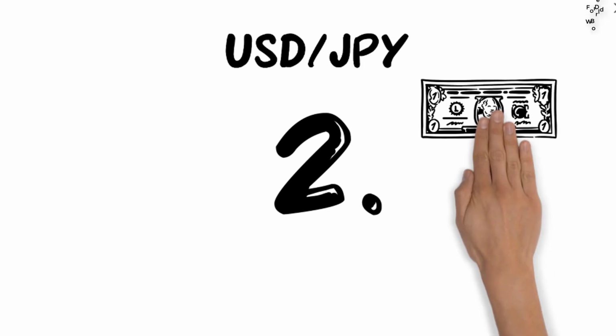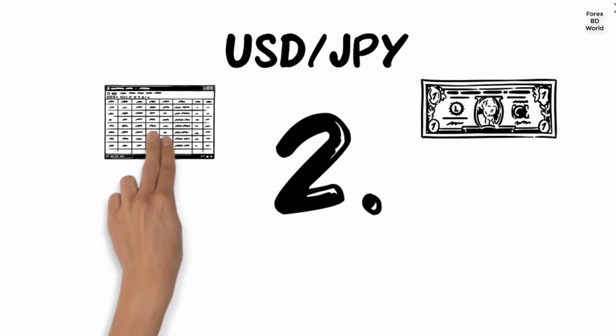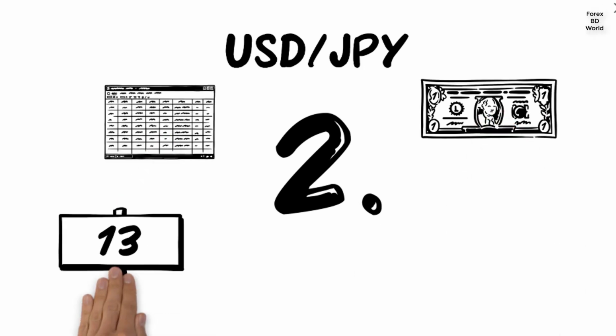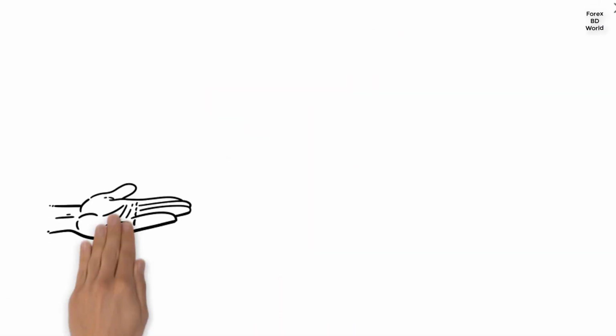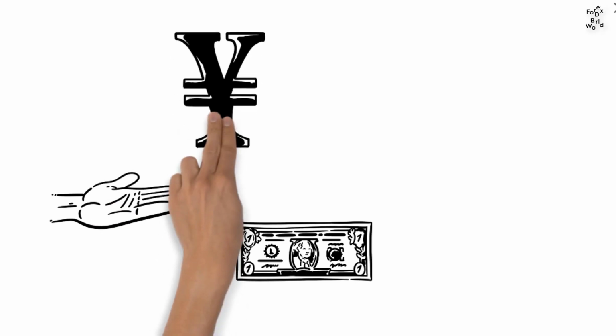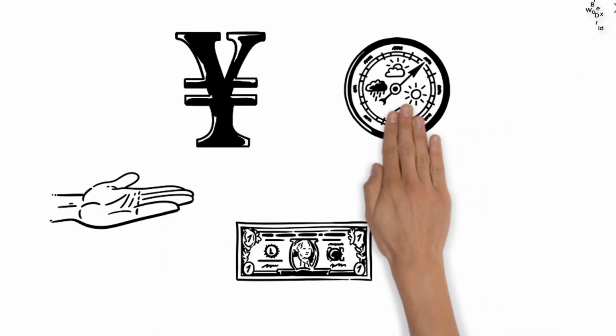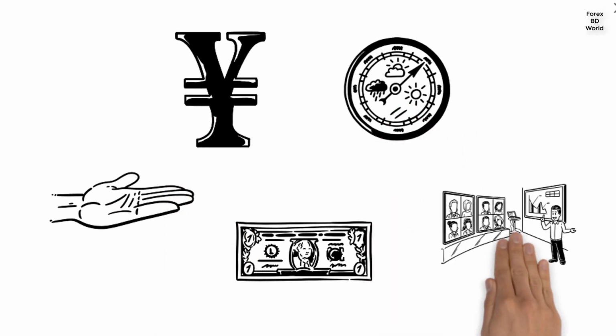US dollar to Japanese yen. The US dollar to Japanese yen is the second most traded currency pair, accounting for around 13% of all Forex trades. It represents the US dollar against the Japanese yen, and is often used as a barometer for the overall health of the global economy.